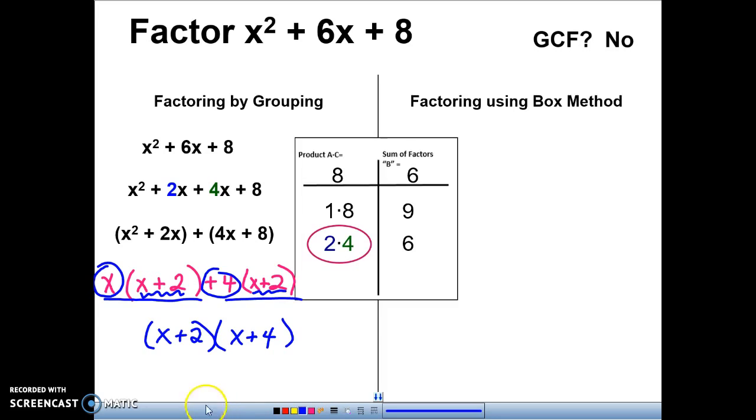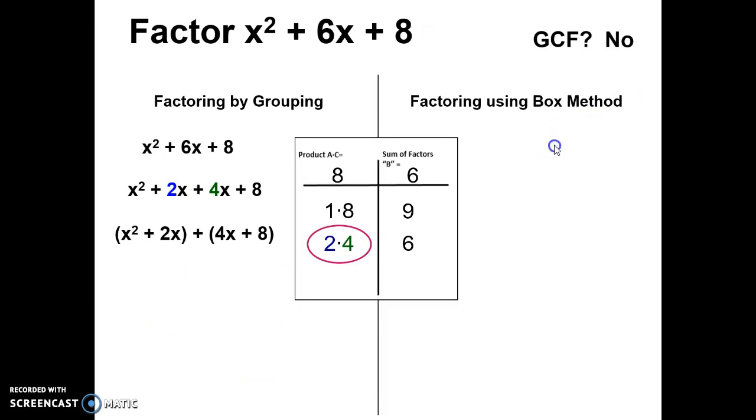All right, double check your answer. Front two terms is x squared. Outside two terms is 4x. Inside two terms is 2x. Last two terms is 8. When you add these two together, you get 6x, and you factored correctly. Okay?